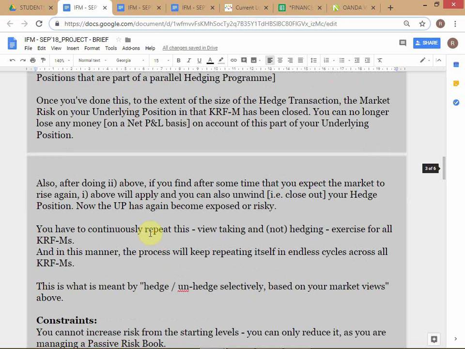All that is written here, everything is written down here so that you will not have any problem. You don't have to take notes or anything.